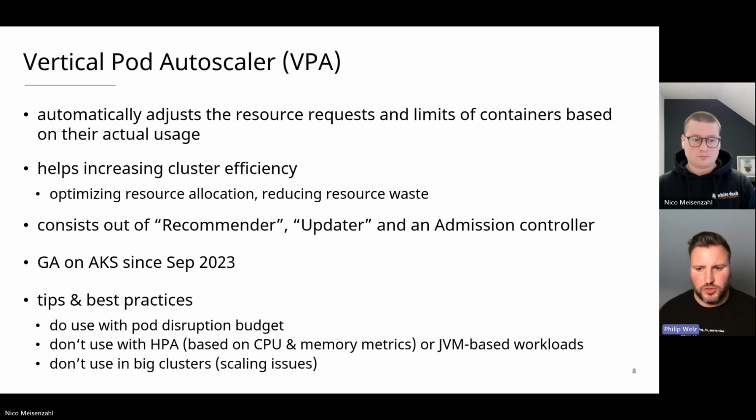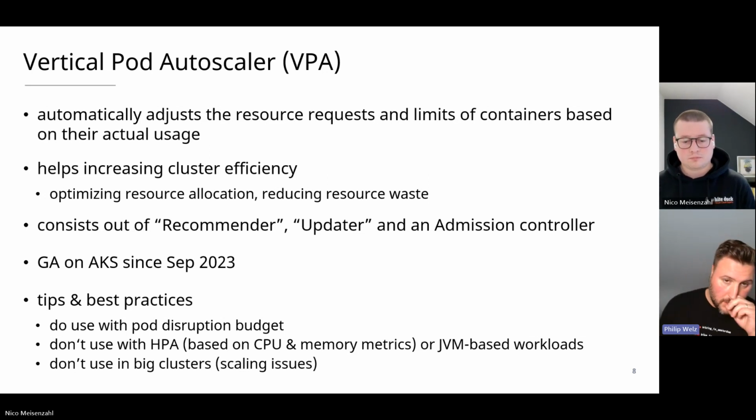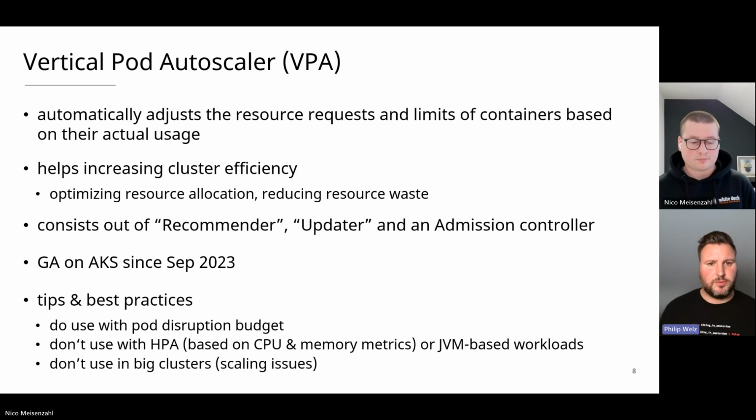So basically, the admission controller on AKS runs in a HA scenario, so you will have 2 replicas of the admission controller. Recommender and updater are just one pod inside your kube-system namespace with AKS. What are the tips and best practices here? Because then afterwards we're going to look at the demo.